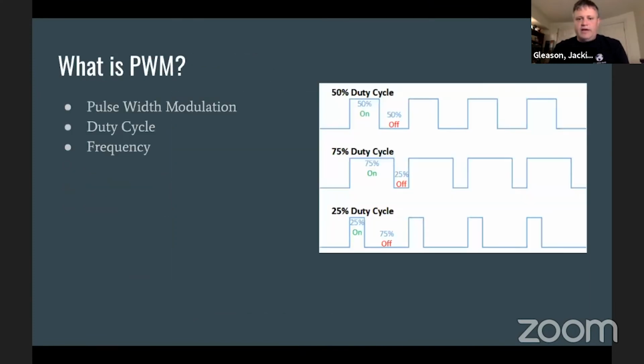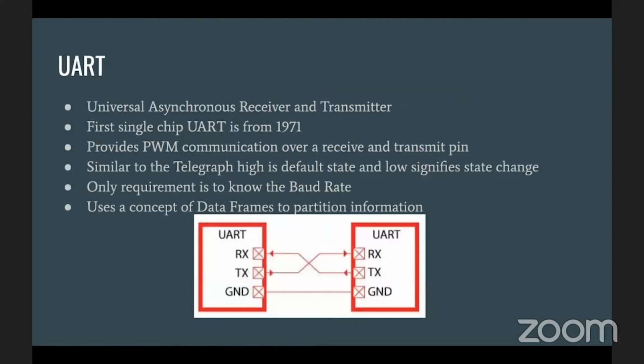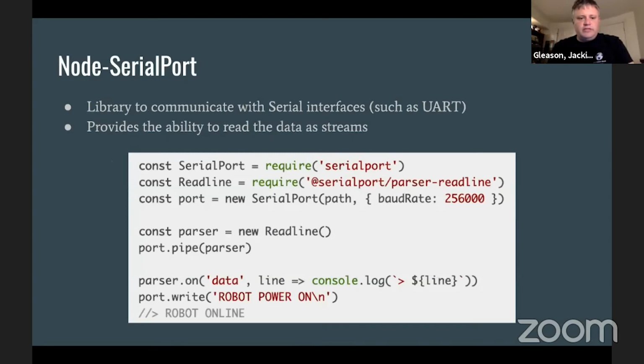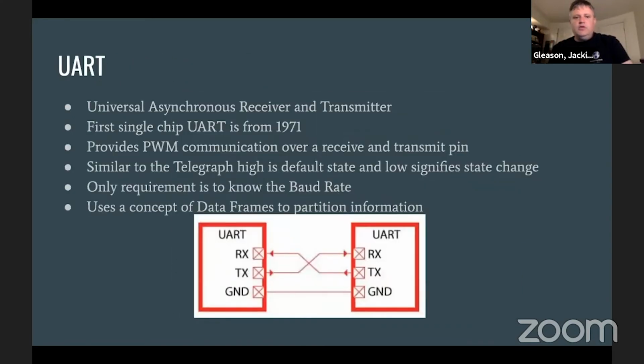So now we can take that and we can start sending messages through that, right? So we can serialize messages into this pulse width modulation, right? And so that's where we start getting into things like UART. UART is a typical bidirectional asynchronous transceiver or receiver and transmitter protocol that's been around forever. It's been around since 1971. This isn't new stuff, right? But it provides the ability to communicate over, you know, a serial port basically within a board.